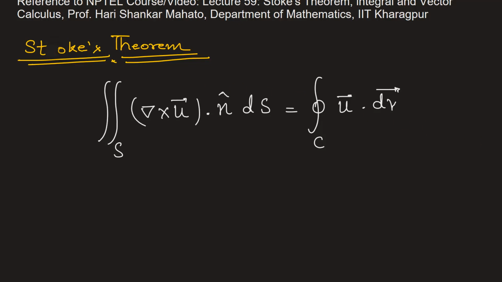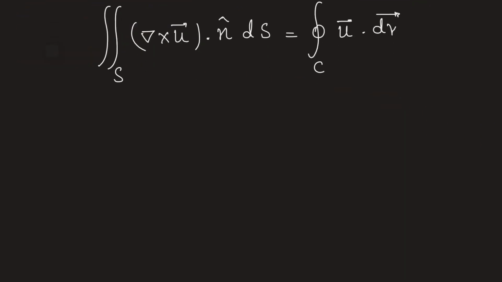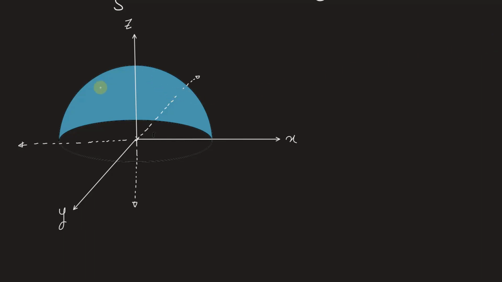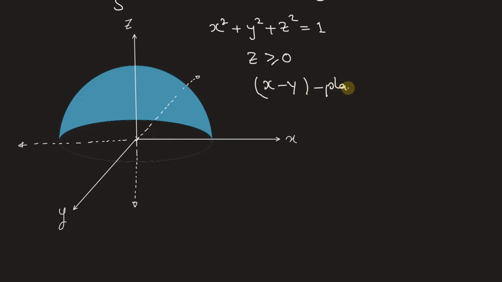Now let's understand Stokes theorem for our problem. In our problem, the surface given to us is a hemisphere. First let's draw the hemisphere. Let's say this is the hemisphere given in the problem, which is given by x² + y² + z² = 1. Now if you observe here that z is always greater than or equal to 0, that means the hemisphere is sliced in the xy plane where z is equal to 0.